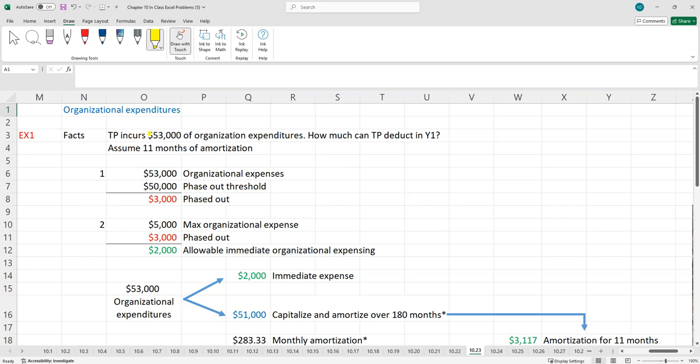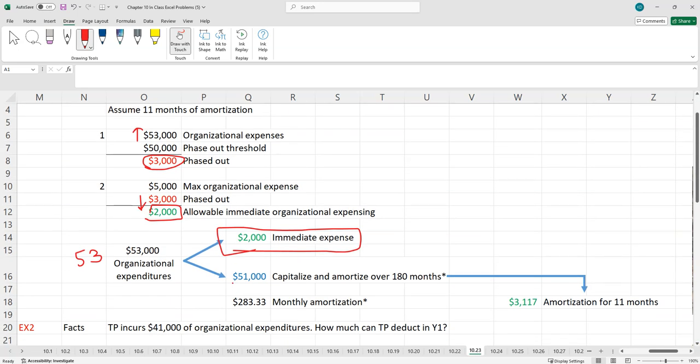So we have a taxpayer who incurs 53. That's step 1. Then we say, how much of this are we phased out? Well, we're above 50 by 3, so we're phased out by 3, so that 5 has to go down by 3, which means we only get 2. So there's 53 that we counted in step 1. 2 we immediately get to expense. And then 51 we have to capitalize and amortize. So in this situation, it would be 51,000 over 180 months.